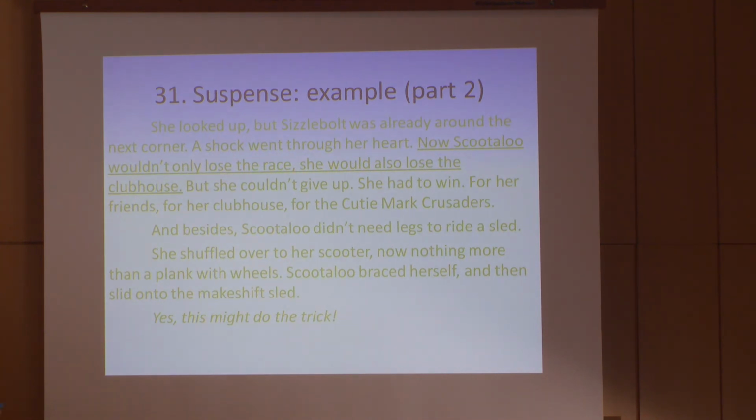She looked up, but Sizzlebolt was already around the next corner. A shock went through her heart. Now Scootaloo wouldn't only lose the race, she would also lose the clubhouse. But she couldn't give up. She had to win. For her friends, for her clubhouse, for the Cutie Mark Crusaders. And besides, Scootaloo didn't need legs to ride a sled. She shuffled over to her scooter, now nothing more than a plank with wheels. Scootaloo braced herself and then slid onto the makeshift sled. Yes, this might do the trick.